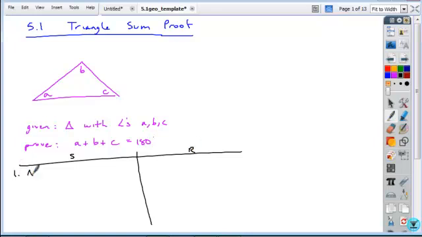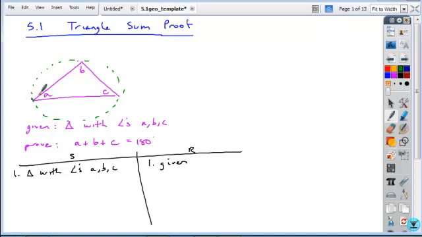Right, so we begin with just the information. We have a triangle with angles A, B, and C. All right, so one possible way that we can approach this is, let's go ahead and create a circle around this triangle.